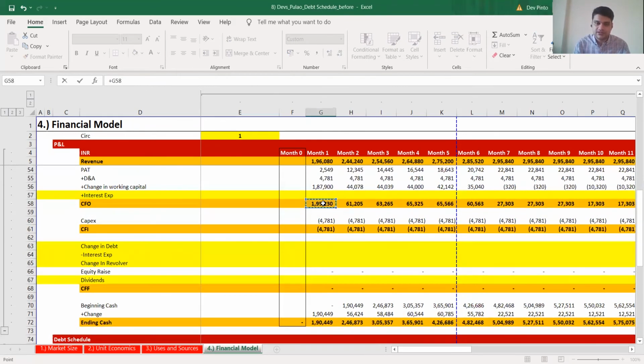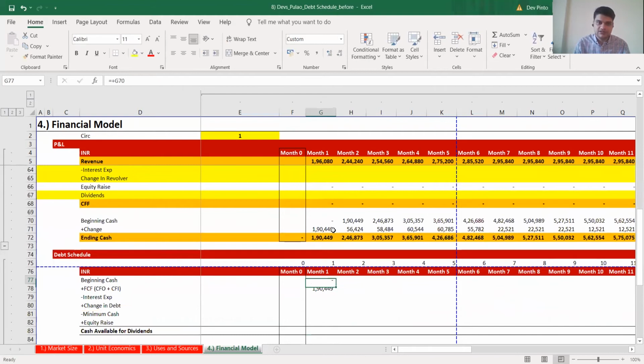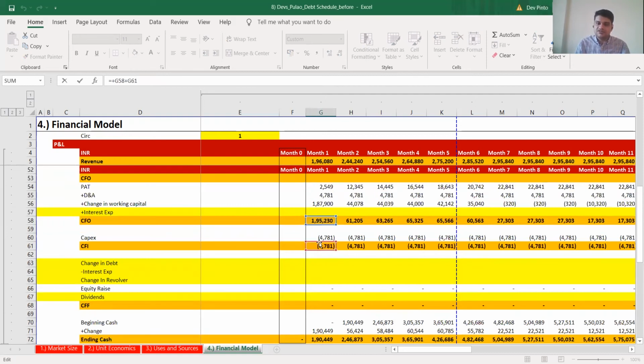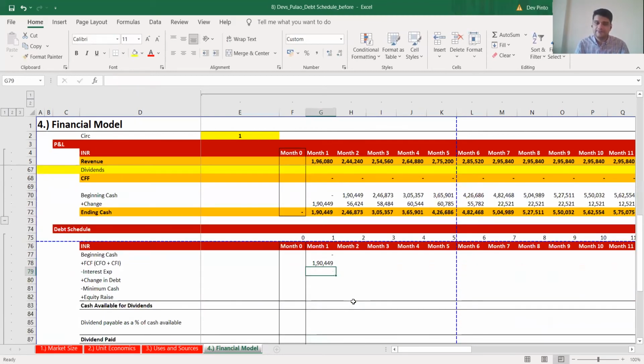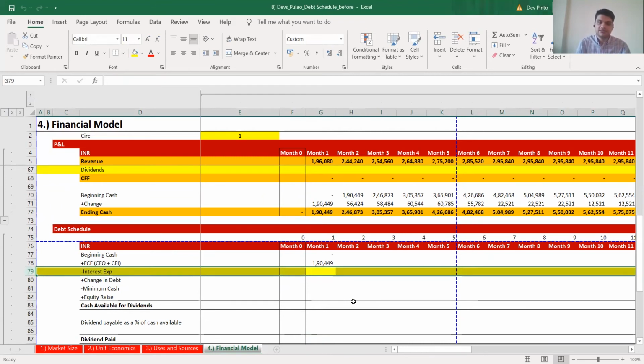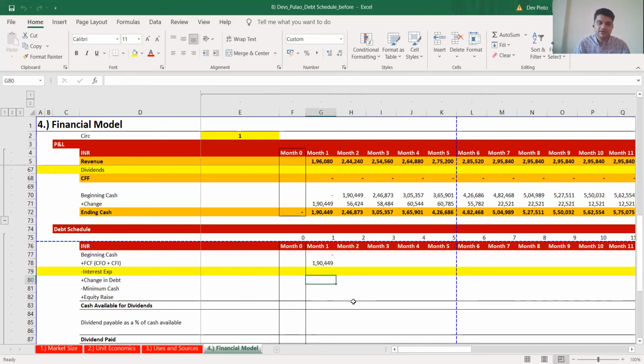So just stick with me here and add CFO plus CFI. You started with a certain amount of cash this month. Your business generated so much in CFO. You invested so much back into the business in terms of CapEx and CFI. Next, you will subtract interest expense, but we will compute that in a short bit. So let's leave that be.